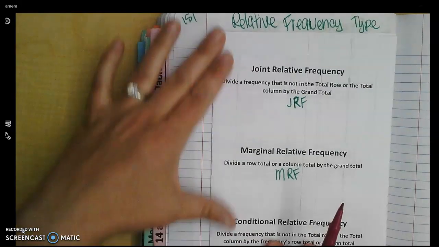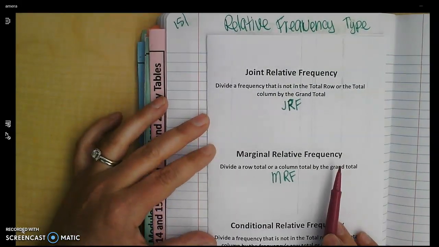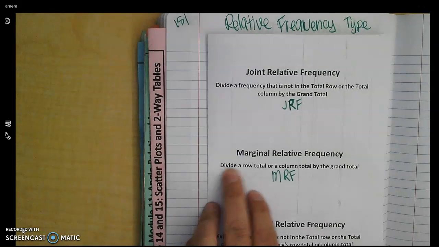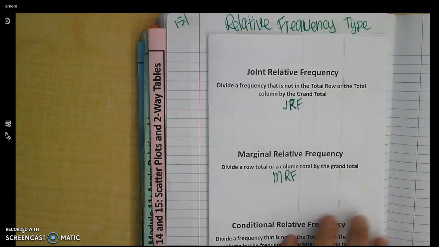That takes us to the next type of relative frequency, which is the marginal relative frequency. So what we're going to be doing with this is, instead of looking at a very specific frequency that's happening in the frequency table, you're looking at the row total or a column total by the grand total.